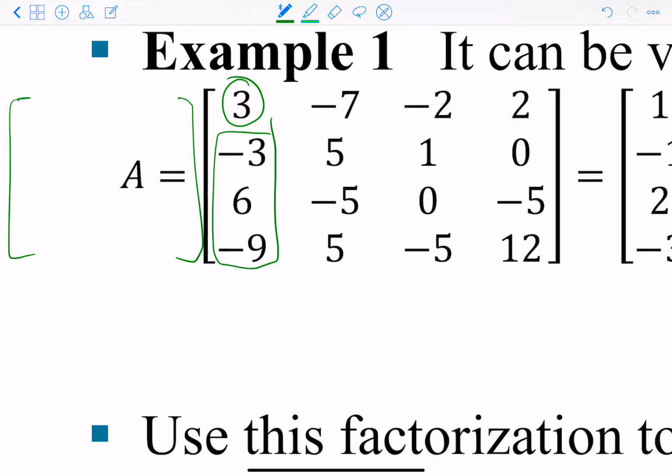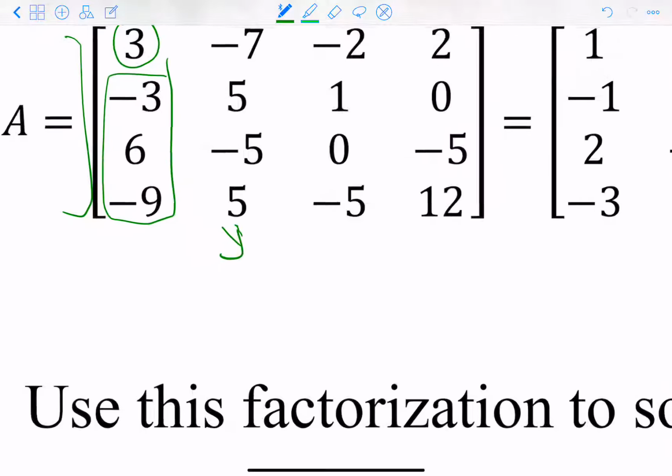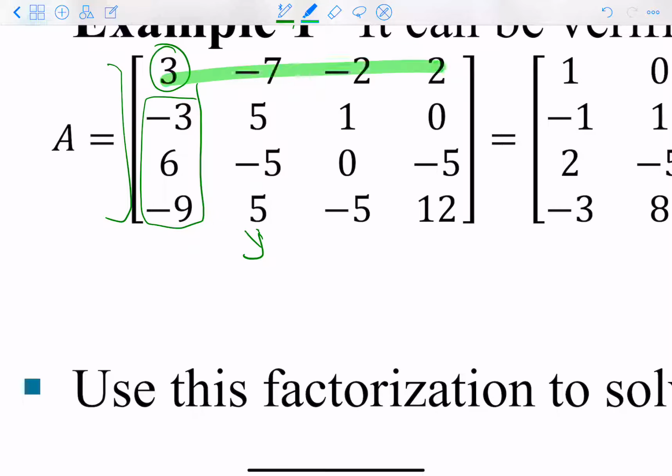From here, the first row will remain the same after performing one step of row replacement, which is 3, -7, -2 and 2, right? And then these will be 0, right? And then how can we make this one 0?